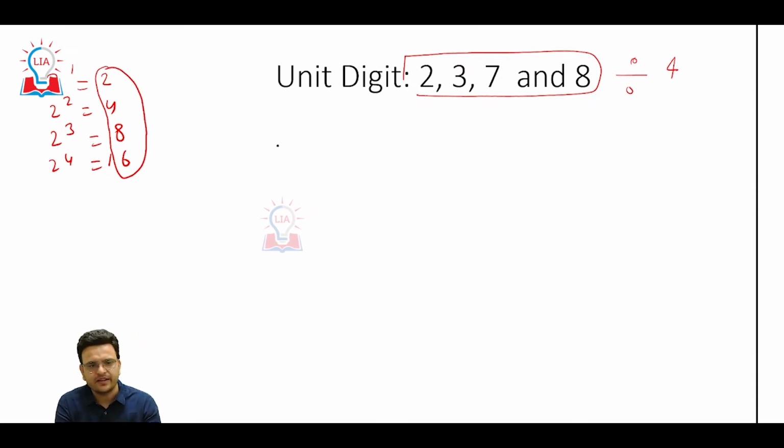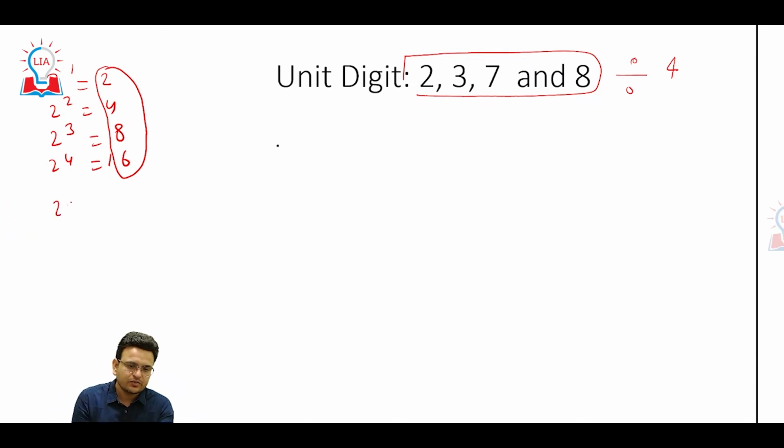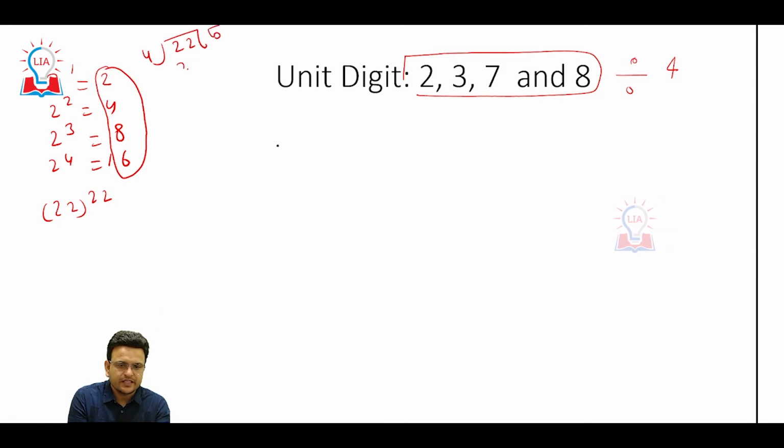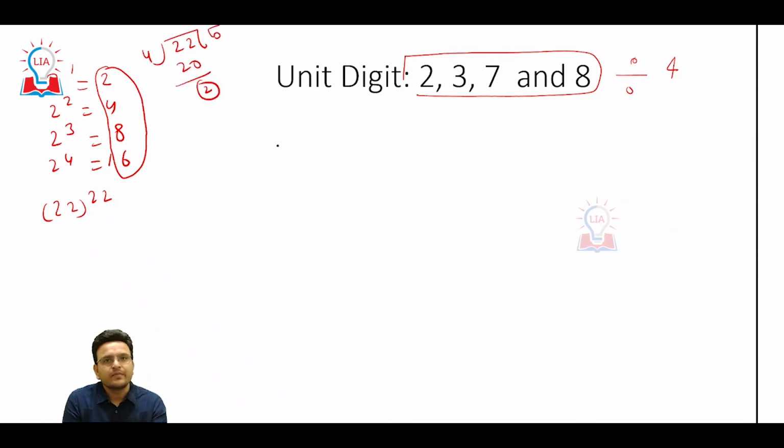Whatever the number is, if it ends with 2, the unit digit can be 2 4 8 6. It simply means we are dividing the power. Consider 20 to the power 22. So here what should we do? We should divide 22 by 4. 4 5s are 20, the remainder is 2. When the remainder is 2, the unit digit will be 4.